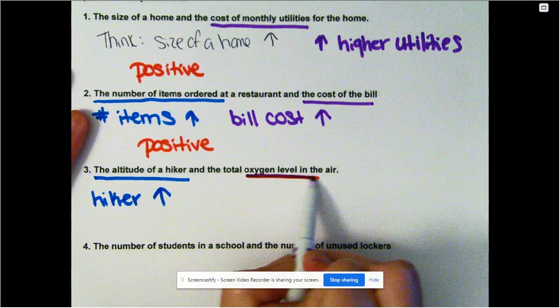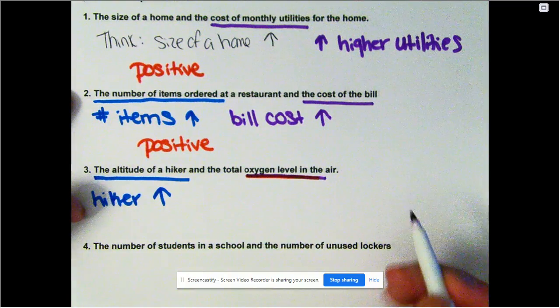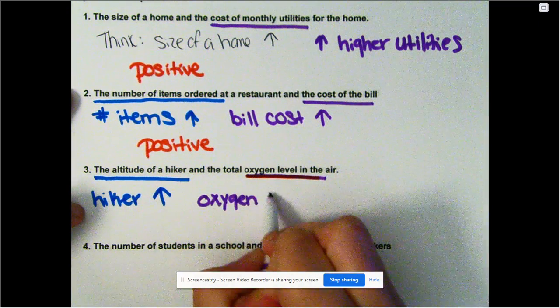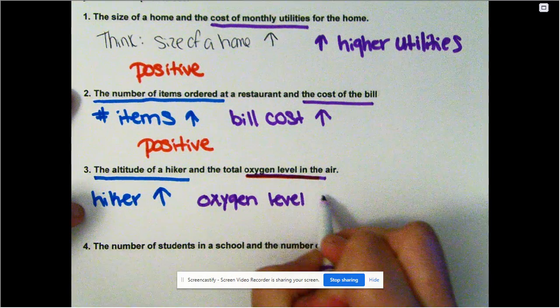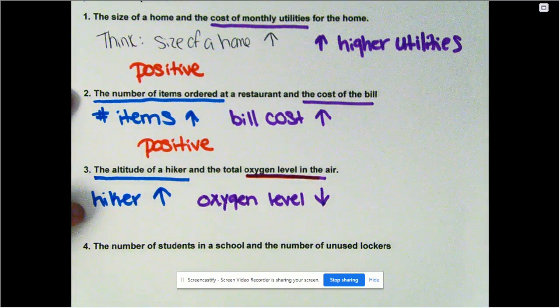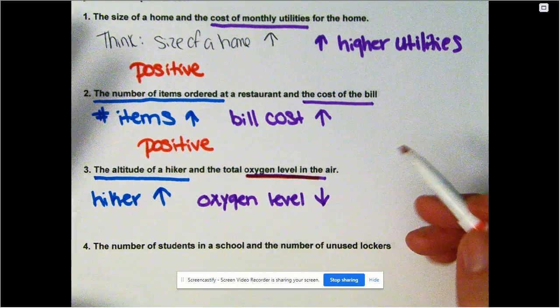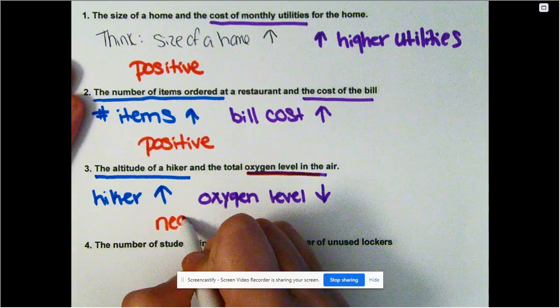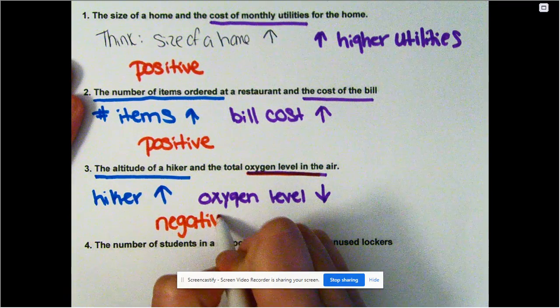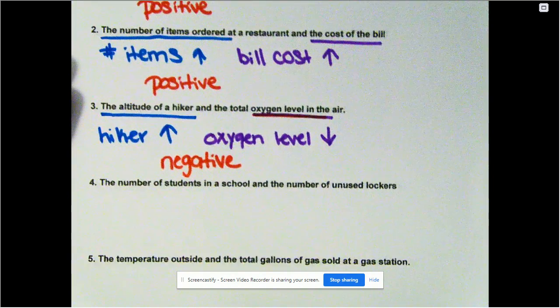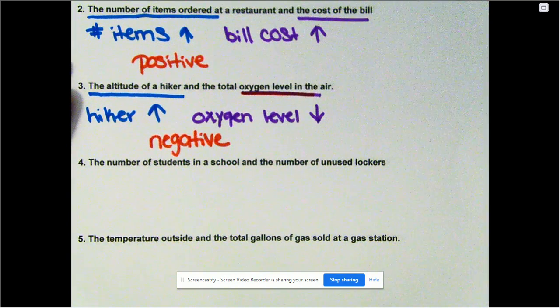Okay, so as he gets higher, the oxygen level in the air is going to decrease. On this one, we have them going in opposite directions. One is increasing, the other is decreasing, so that is called a negative association or correlation.